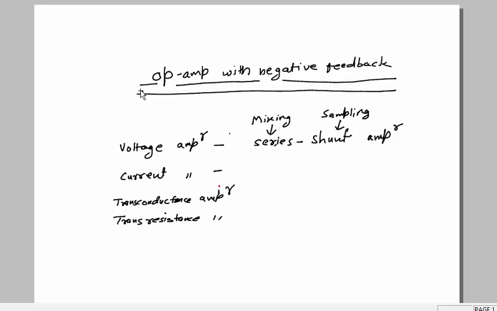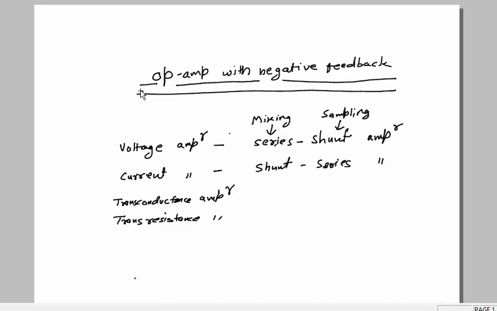Similarly for current amplifier, mixing and sampling both will be current. So mixing at the input side, currents can be mixed in shunt, and current can be sampled in series. So for current amplifier, another name is shunt series amplifier.